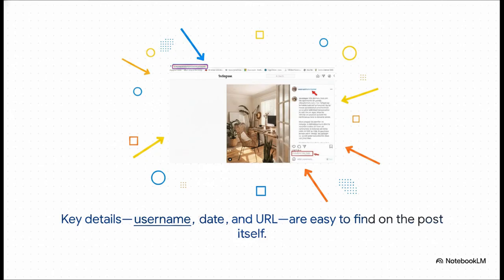Everything you need is right there on the post. The username's at the top, the date's usually down by the comments, and the specific URL is right up in your browser's address bar. It's all there for you.